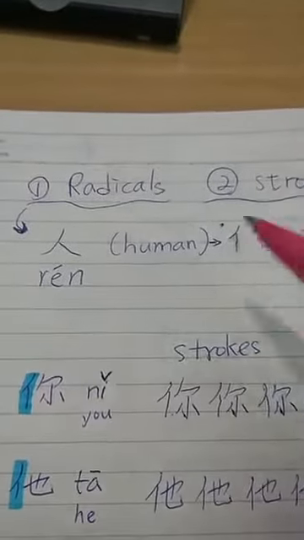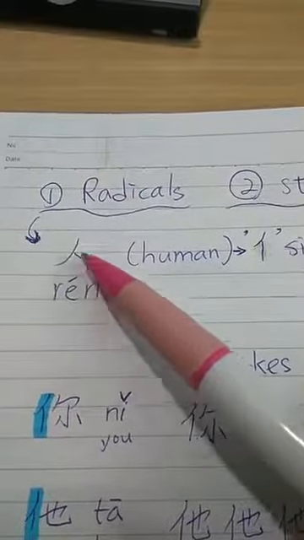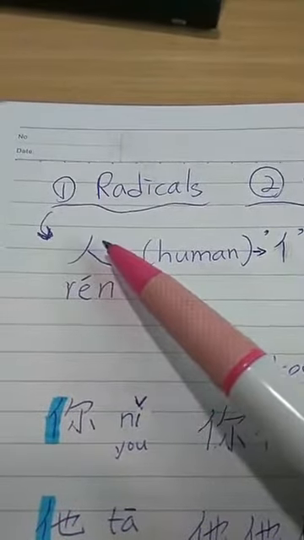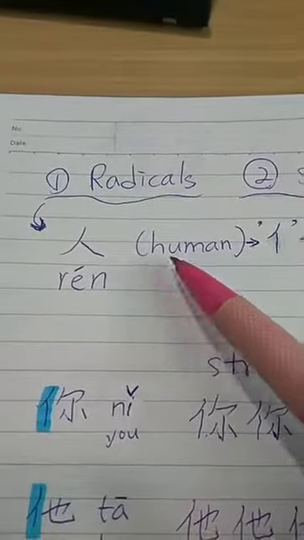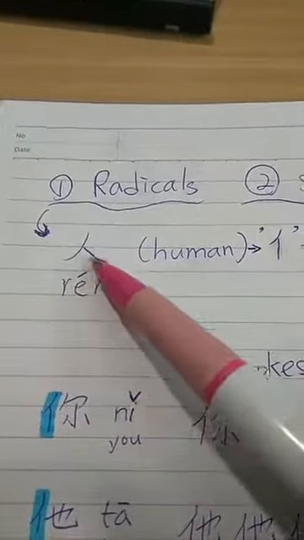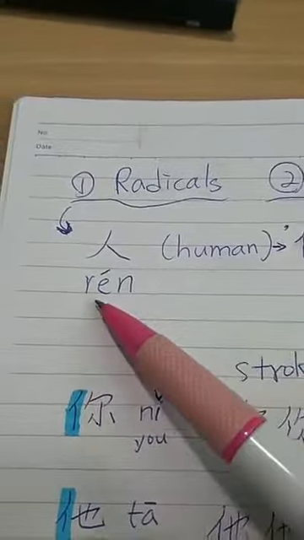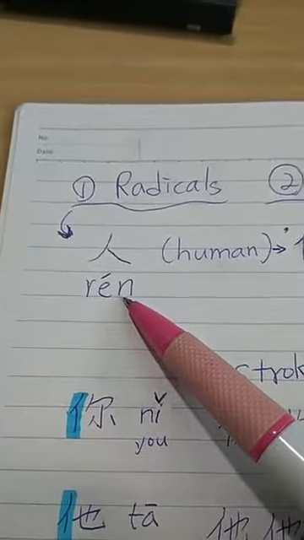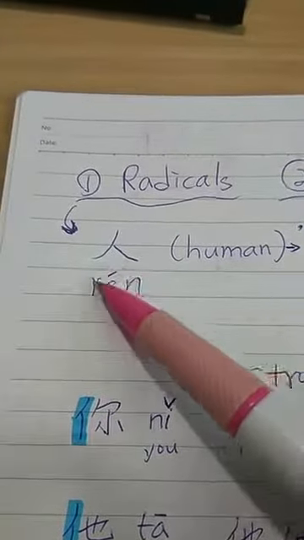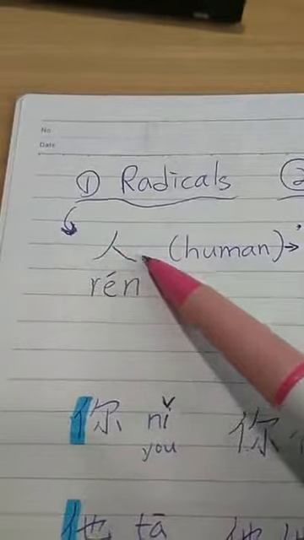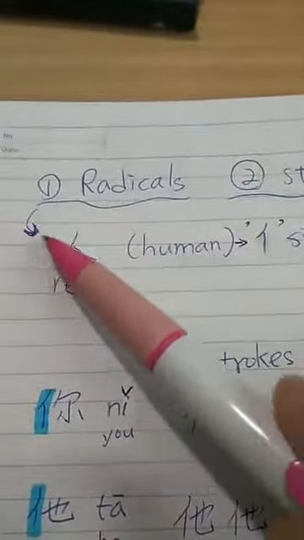Today I'm going to talk about one radical, and this radical is 人. Please read after me. 人, which means human or people. 人. 人, the second tone. Again, 人. Second tone. 人. Okay, this radical, human, 人.